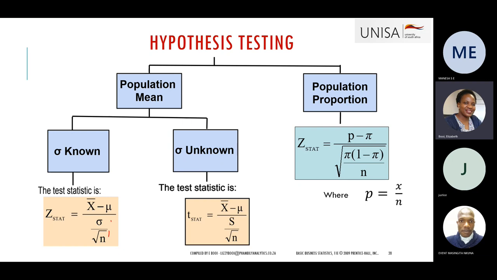For when the population standard deviation is unknown, we use the t-test, which is the t-stat. Sample mean minus the population mean divided by the standard error, which is the sample standard deviation divided by the square root of n. For the proportion, we use the z-test statistic, where we use the sample proportion minus the population proportion divided by the standard error, which is the square root of your population proportion times 1 minus the population proportion divided by n. Your p, which is your sample proportion, if it's not given, you can calculate it by using the observations satisfying that divided by the sample size.